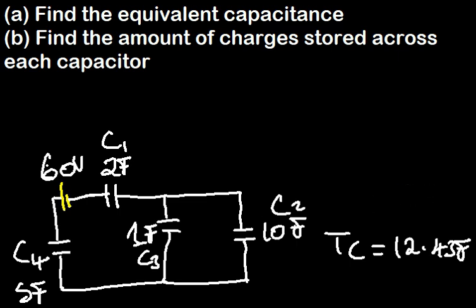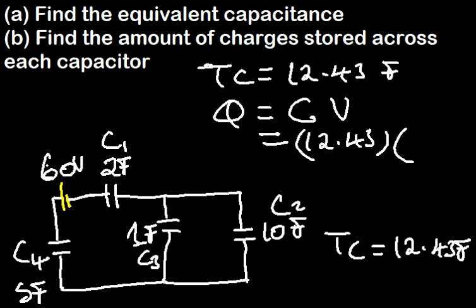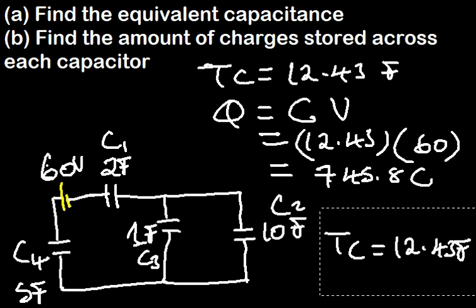The next step: since we have the equivalent capacitance, 12.43 farad, we need the total charge in the circuit. The total charge is given by the formula capacitance times voltage, where the capacitance is the total capacitance. That is 12.43 times the voltage from the battery, 60 volts. 12.43 times 60 gives 745.8 coulombs. So that is the amount of charge in the circuit.